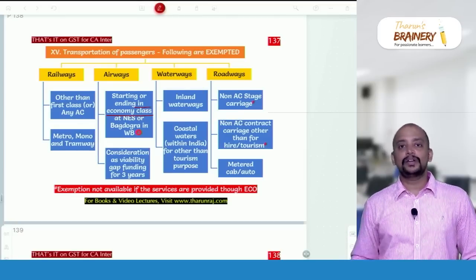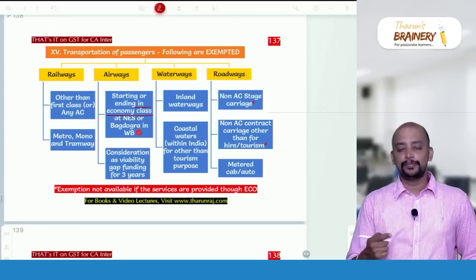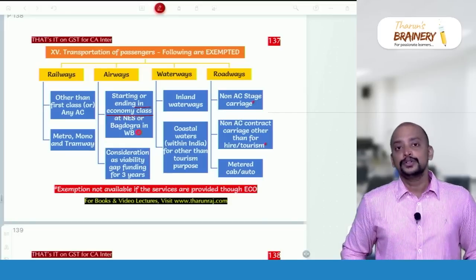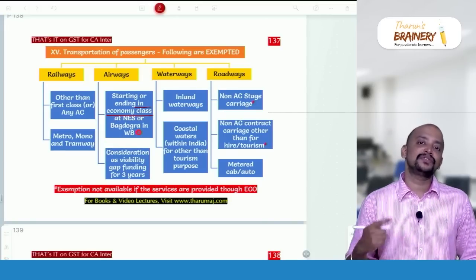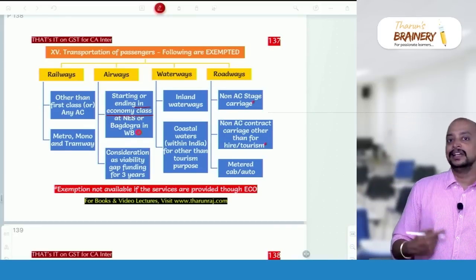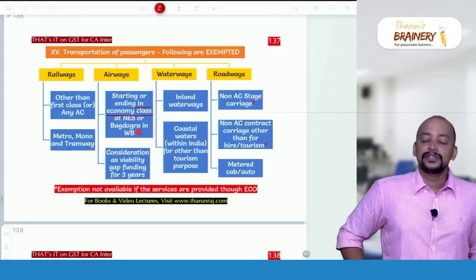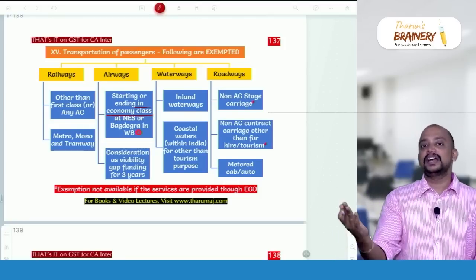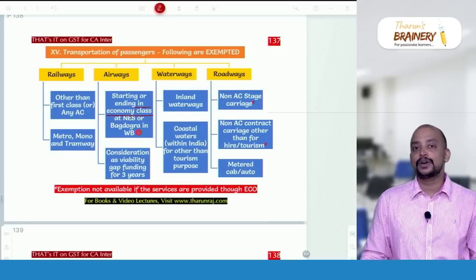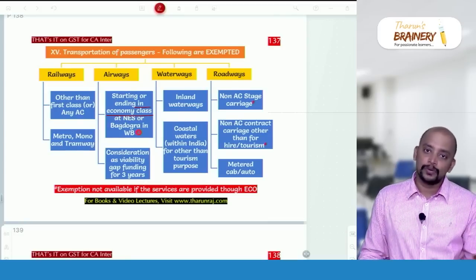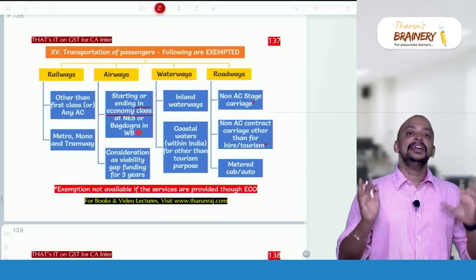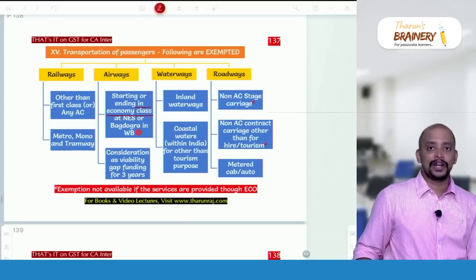Then in case of coastal waters notified, like transportation of people between the coastal waters, that is, one port in India to another port in India, for the purpose other than tourism, which means for public transportation, it will be exempted. Then in case of roadways, three exemptions are there, that is, non-AC stage carriage. Stage carriage is one that stops at every point of the journey. So if it is from one city to another city, in between there will be a lot of towns or villages, and in each place it will be stopping; that is called a stage carriage. Even a local bus will come under stage carriage. So in case of stage carriage, AC will be taxable, non-AC is exempted.